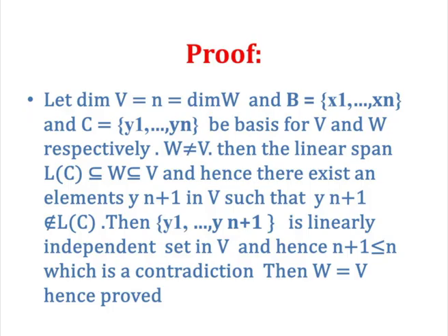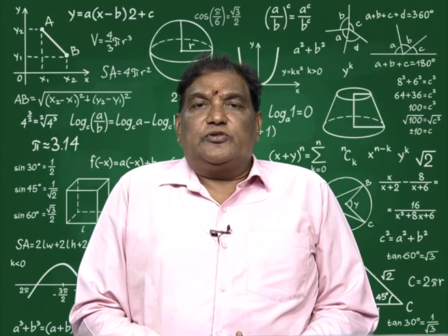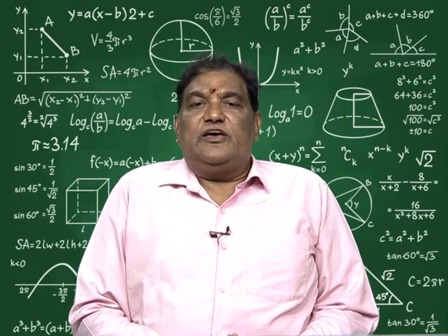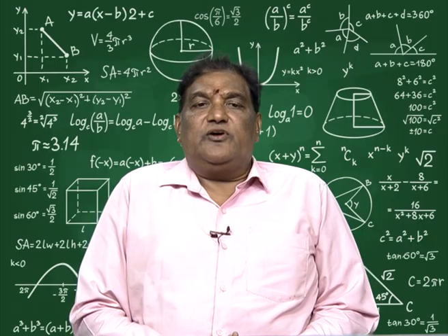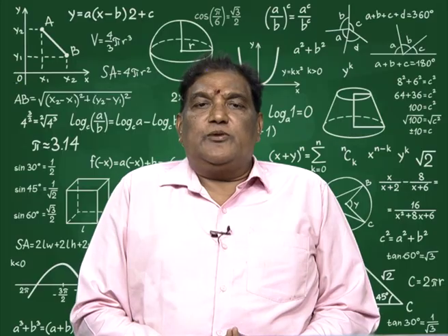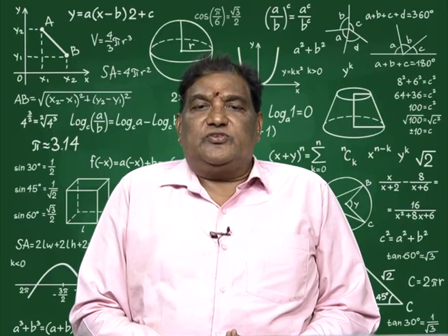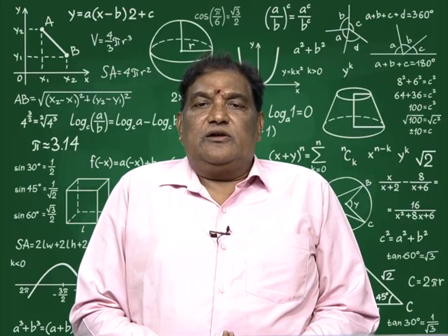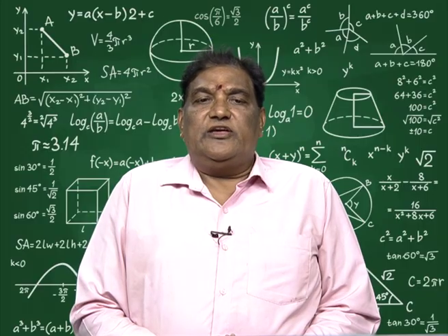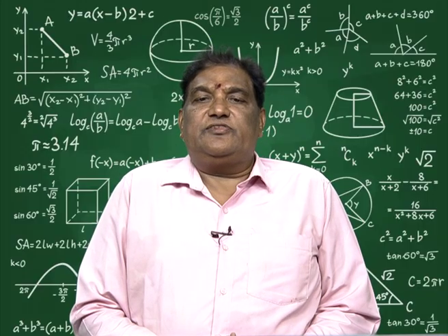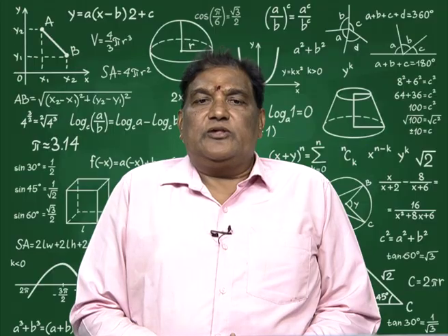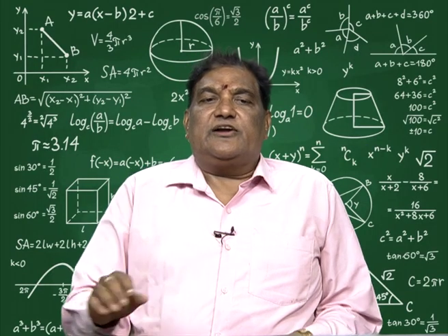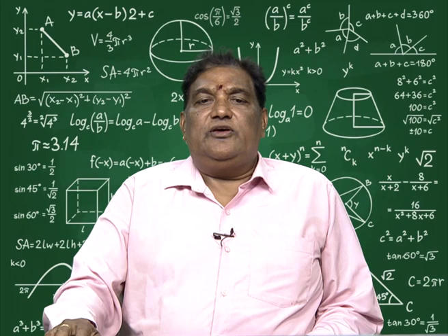If W is not equal to V, then the linear span L of C, a subset of W, is a subset of V, and hence there exists an element yn plus 1 in V such that yn plus 1 does not belong to L of C. Then y1, y2, etc., yn plus 1 is a linearly independent set in V, and hence n plus 1 less than or equal to n, which is a contradiction. Then W equal to V, hence proved.